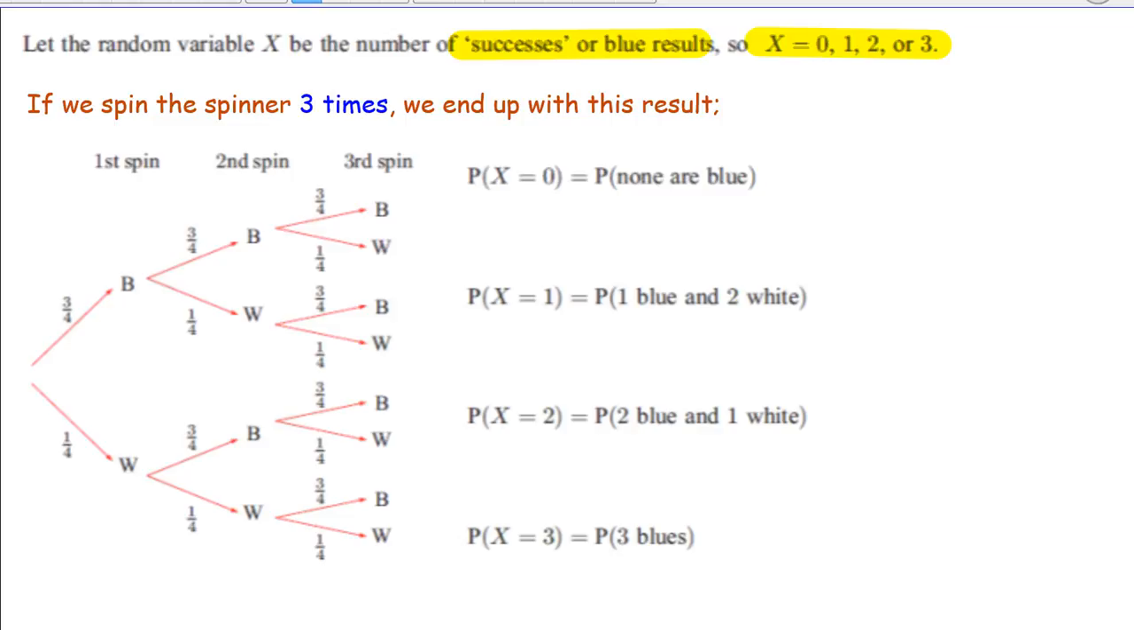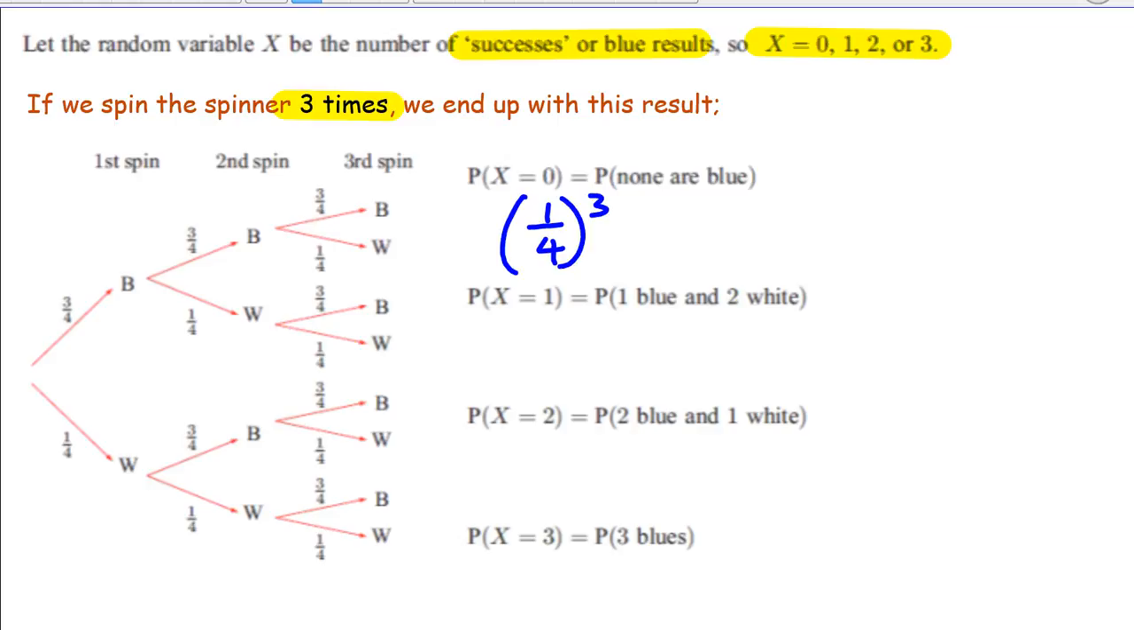Like I said, if we spin the spinner 3 times, we end up with these results, which is represented here in a tree diagram. So you have the first spin, the second spin, and the third spin. Suppose we want to calculate the probabilities of these outcomes. The probability that we don't have a blue result, or the probability that x is equal to 0, will be a quarter to the power 3.